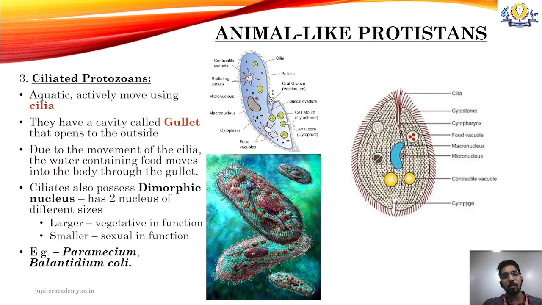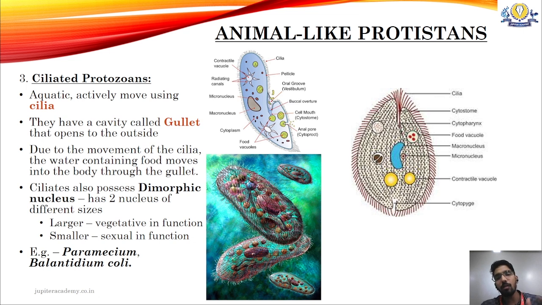The third group in animal-like protists is ciliated protozoans. They are aquatic and they generally move with the help of cilia. They have a cavity which opens into the gullet. You can see that there is a cavity here, and in the diagram also. This cavity is called the gullet, which opens into the body of the organism.